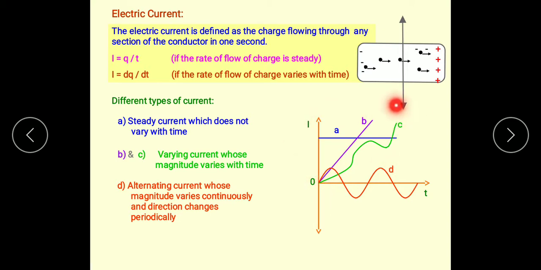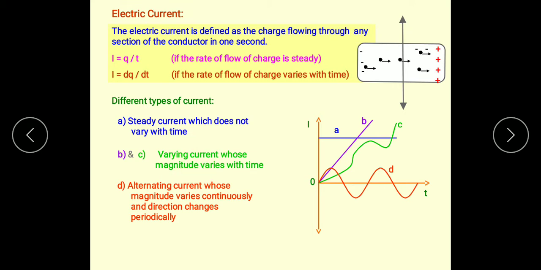So here is the graph between I, that is current, and time. In the x axis the time will vary, in the y axis the current will vary. Now this horizontal line, the A line, shows the steady current. Why is it steady current? Because at the zero time and at the final time the value of current is the same, so it is not changing with time, that's why it is known as steady current.